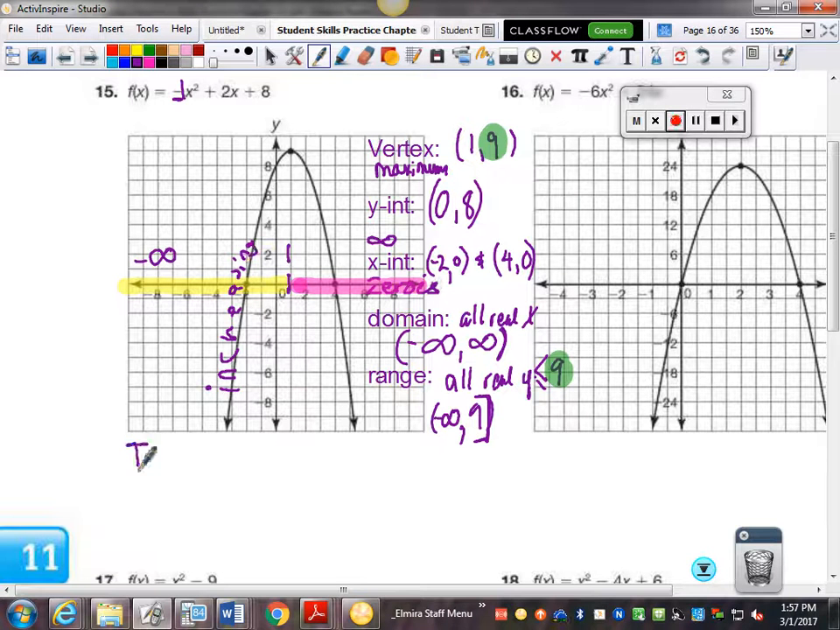So my interval of increase is -infinity to 1 with round parentheses. Okay? 1 is the highest x value during the increasing portion. And then my interval of decrease, this is the part of my graph that's decreasing, is 1 to positive infinity.